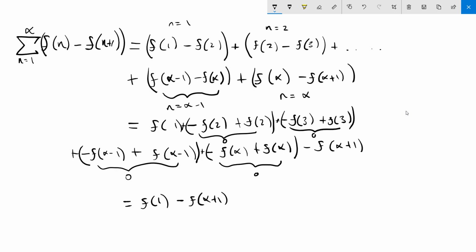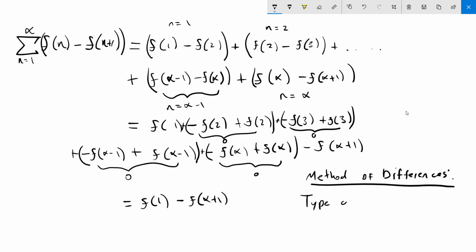This is going to be really useful to solve some particular types of series, and these types of series are called telescoping series. So this method is called the method of differences. The type of series isn't important for the FP2 exam, but the type of series is telescoping.